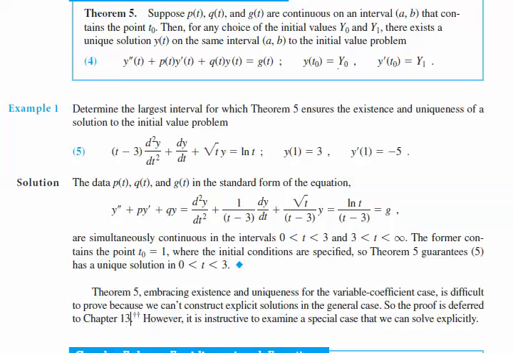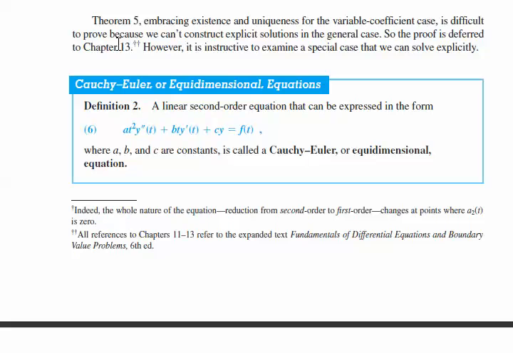Let's look at this footnote. Oh, well, there's a chapter 13 apparently of the book that we are not aware of. It's the expanded text which does not appear in our book.